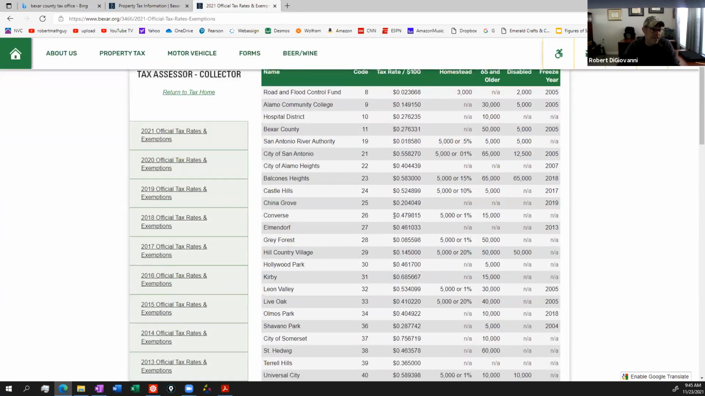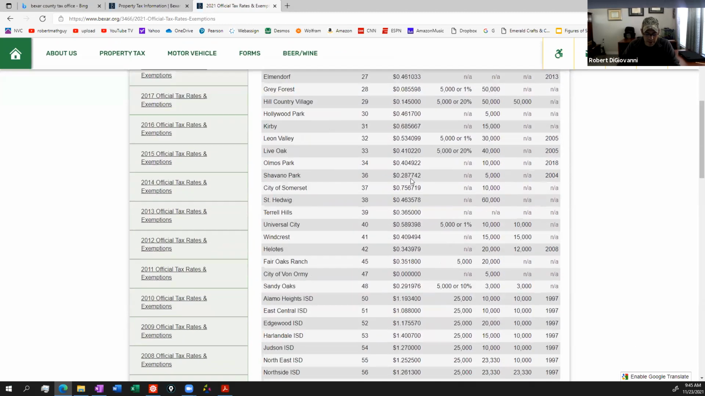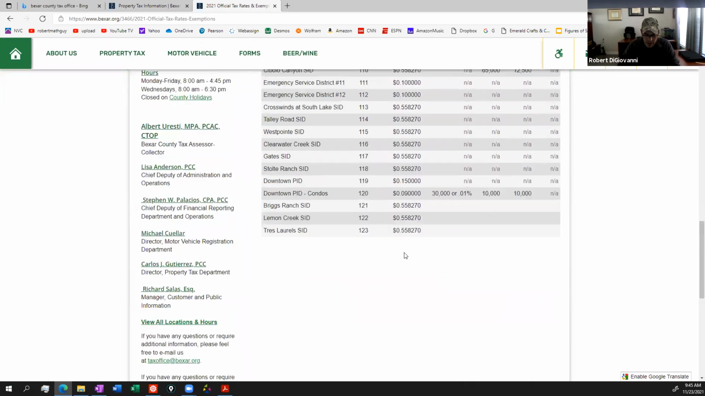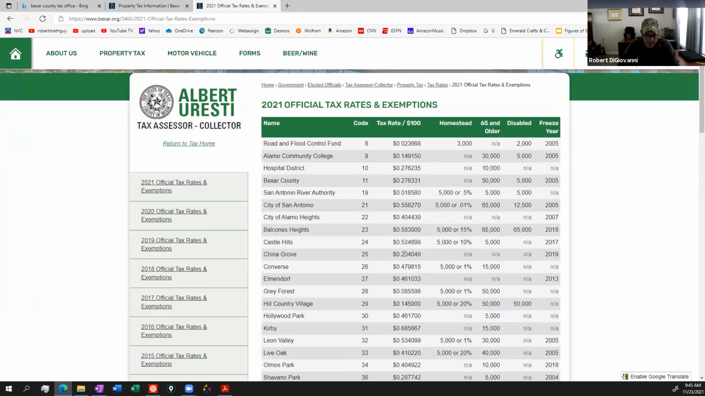That's pretty crazy though, that you can look up anyone, right? And figure out how much their home's worth and how much they pay in taxes and all that. All right, so here's the final, at the very end here, what's the tax rate?